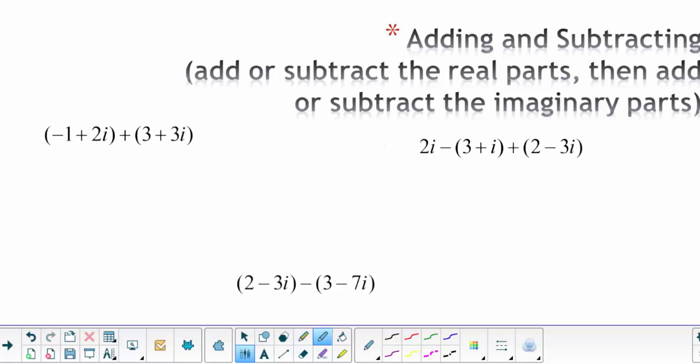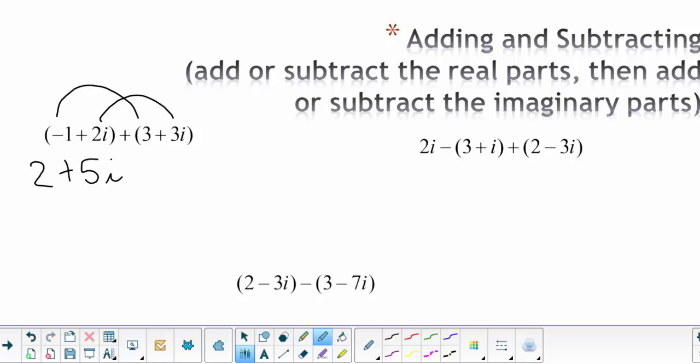So if we want to add or subtract, they're pretty simple. We just combine like terms. So let's take a look here. So here we've got negative 1 plus 3. That would be a 2, right? Then we have 2i plus 3i. That would be a 5i, and we are done. So now let's go to the next example here.